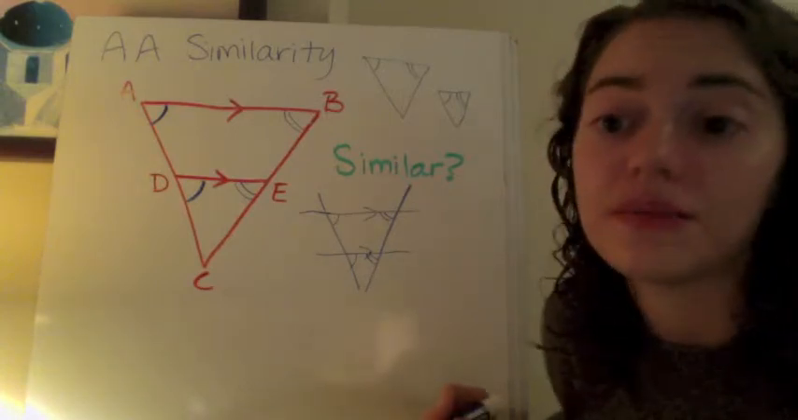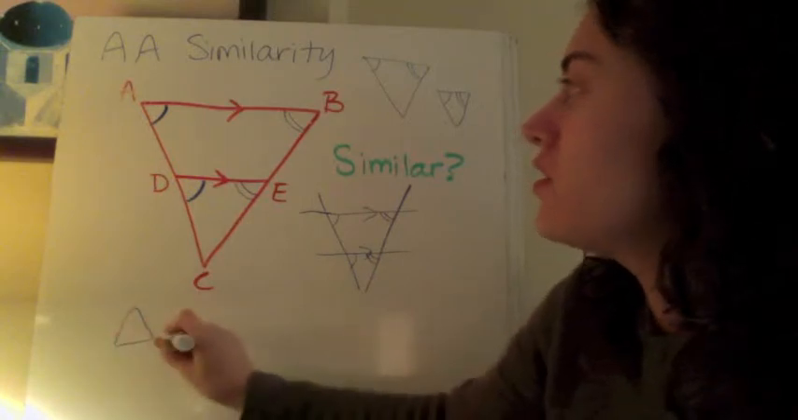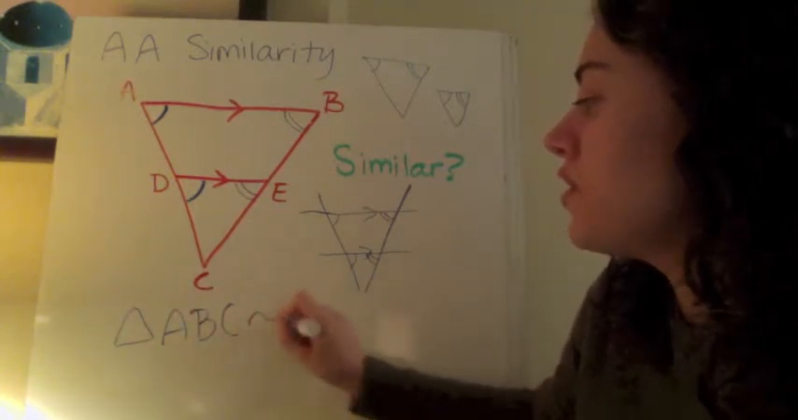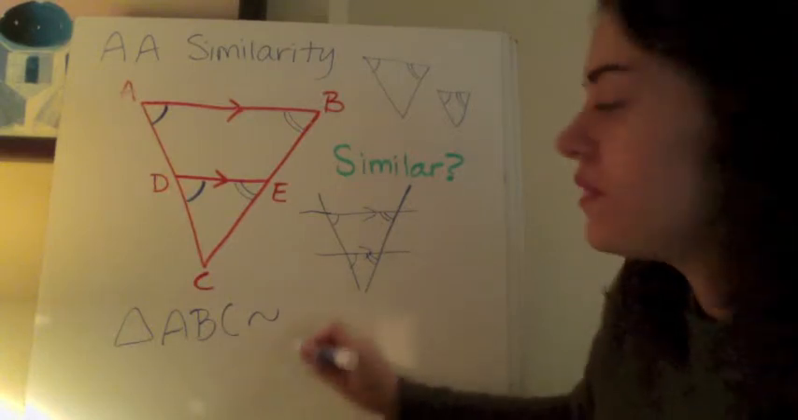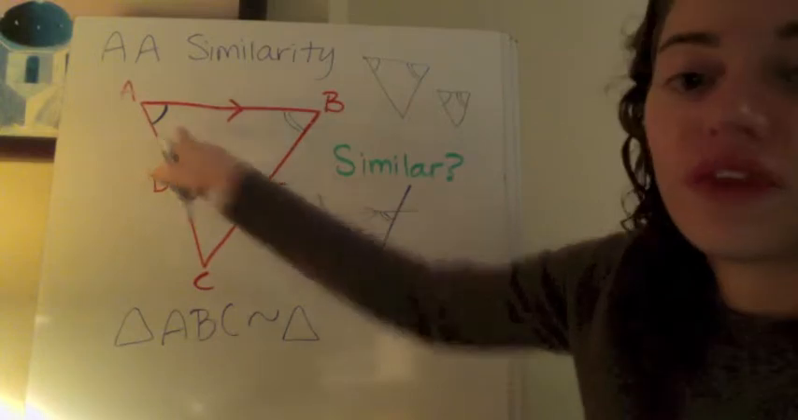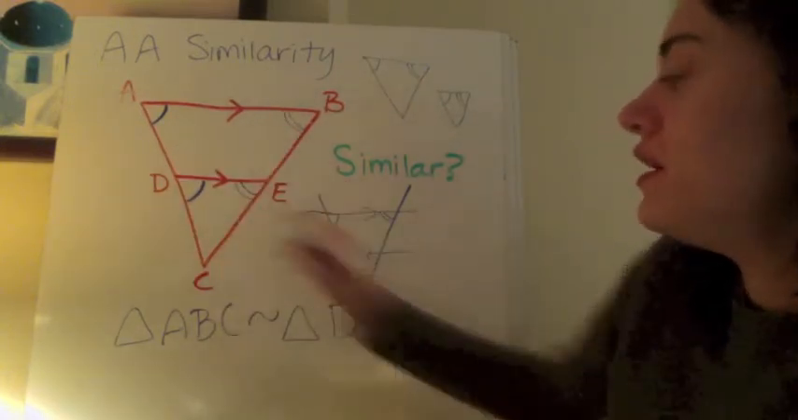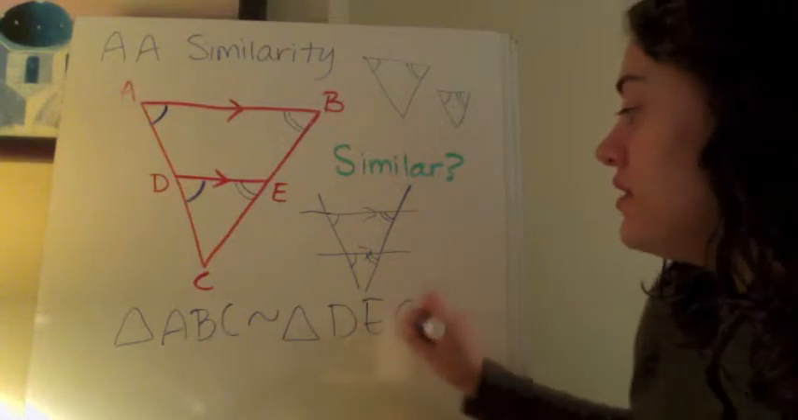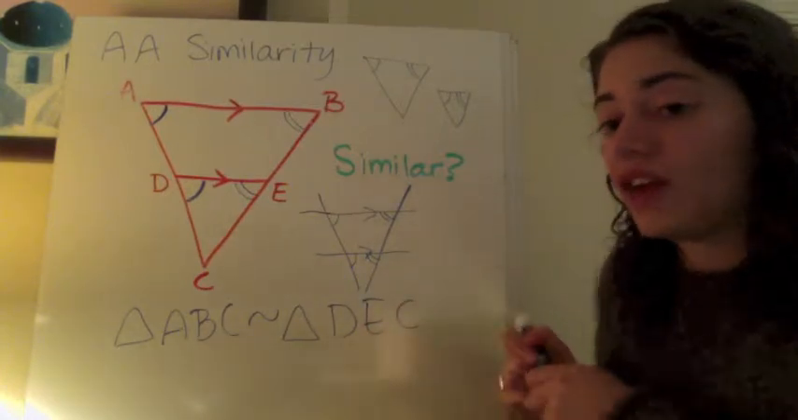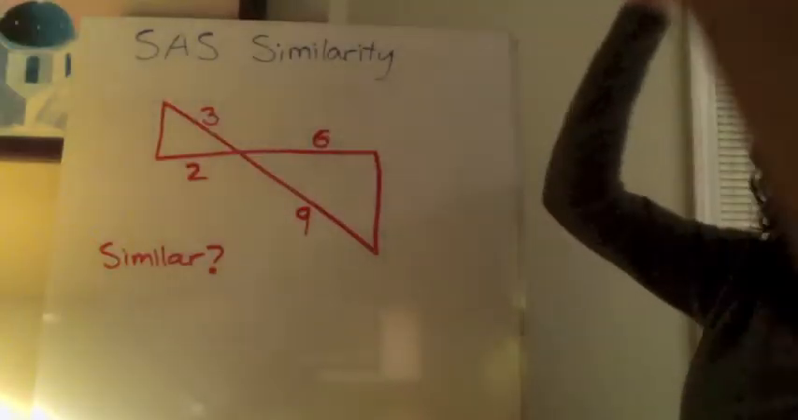I can write a similarity statement. I can write that triangle ABC is similar, that's my symbol for similar, is similar to triangle, and the one that goes with A, I look for the one arc, D. B, E, and C, again, reflexive property is the same. So that's how I can use angle-angle similarity to prove that two triangles are similar.